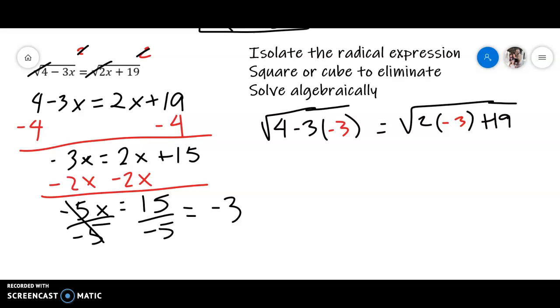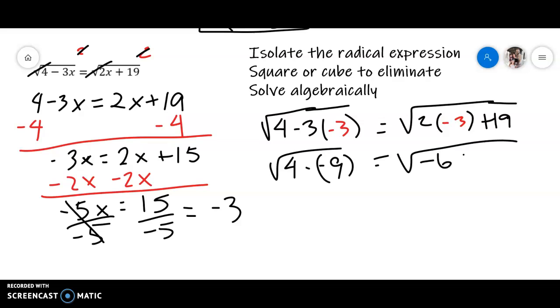4 minus 3 times negative 3, that's 4 minus negative 9. So the square root of 4 minus negative 9. Does that in fact equal the square root of, well, that's negative 6 plus 19? Well, let's see. 4 minus negative 9 is 4 plus 9, or 13. On this side, negative 6 plus 19 is 13.